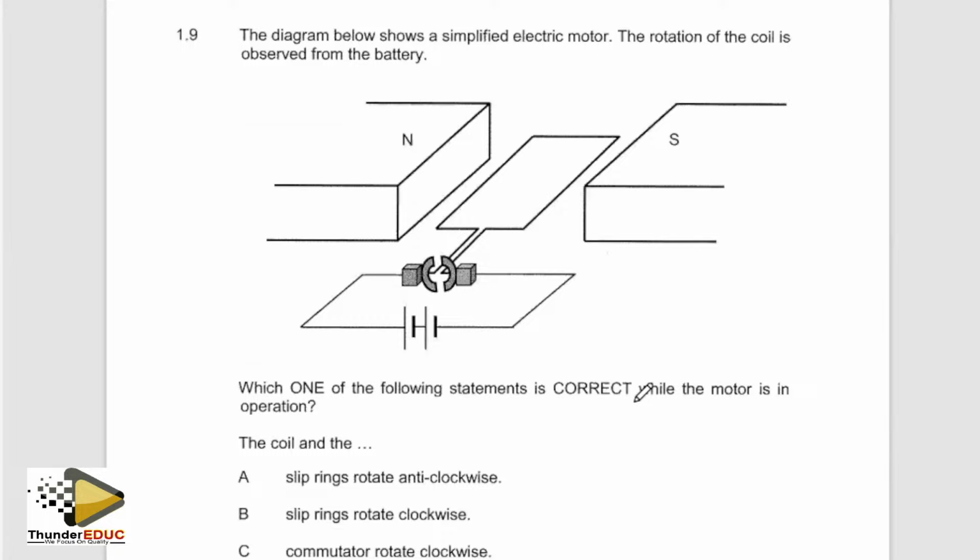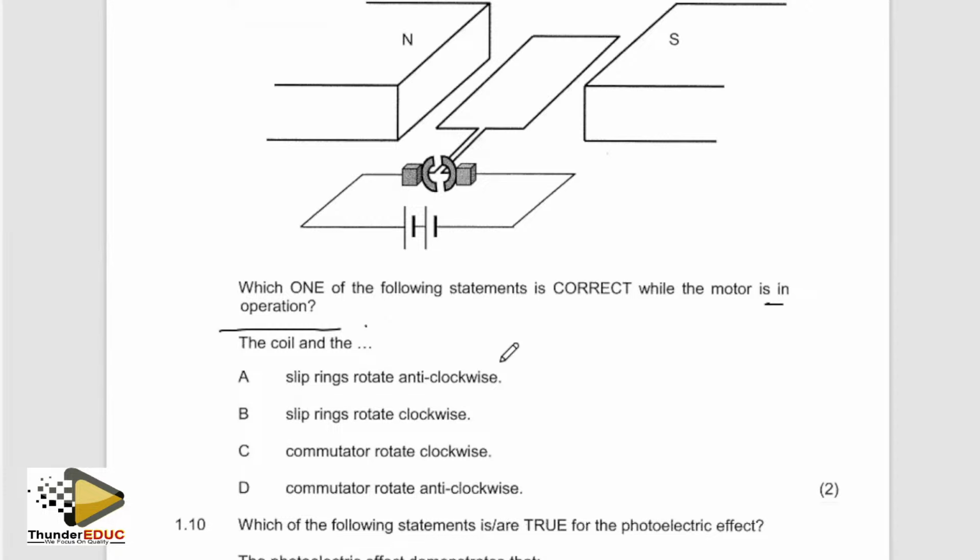Then 1.9, the diagram below shows a simplified electric motor. So the rotation of the coil is observed from the battery. What we need to know is, what is the question asking for? Which one of the following statements is correct while the motor is in operation? So we need to get the direction of the coil. We have anti-clockwise and clockwise.